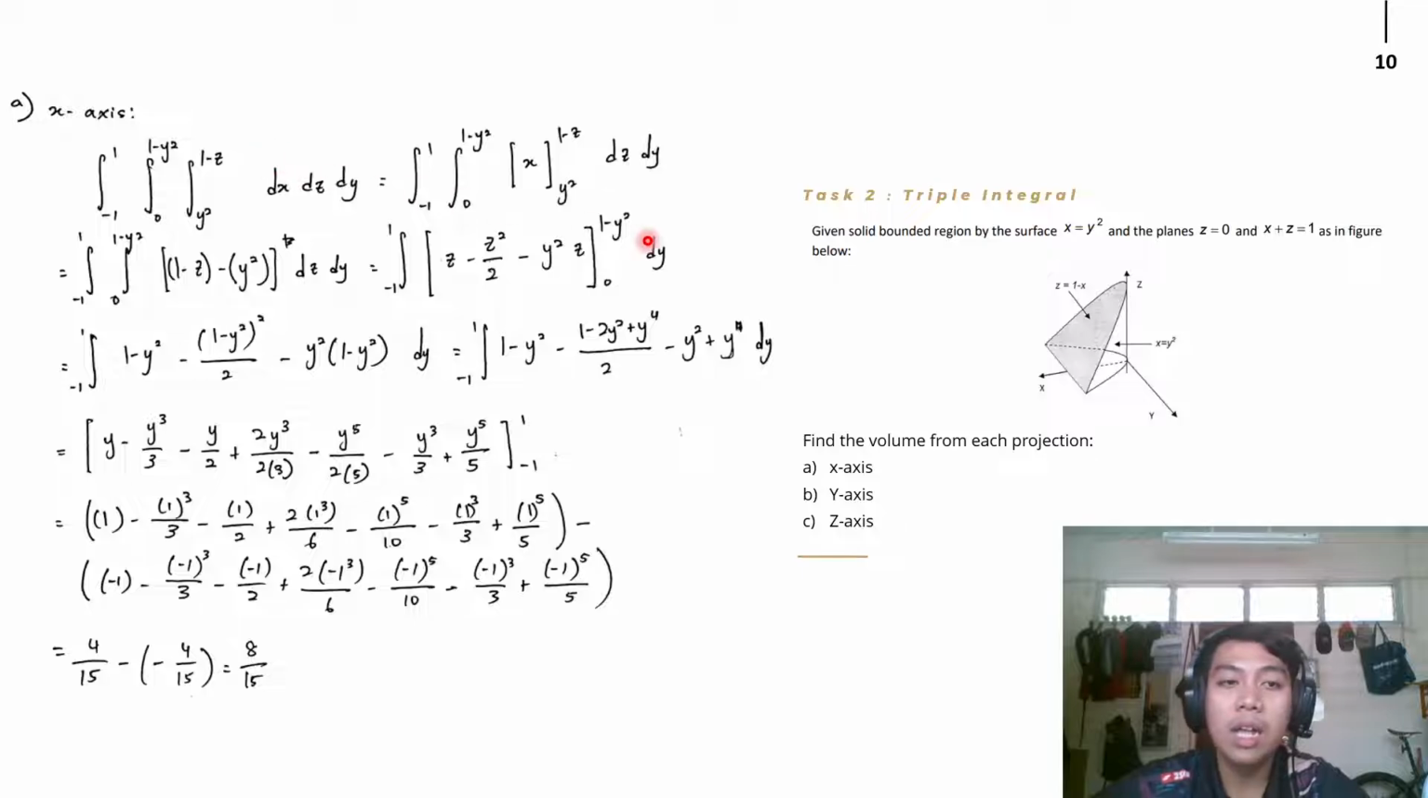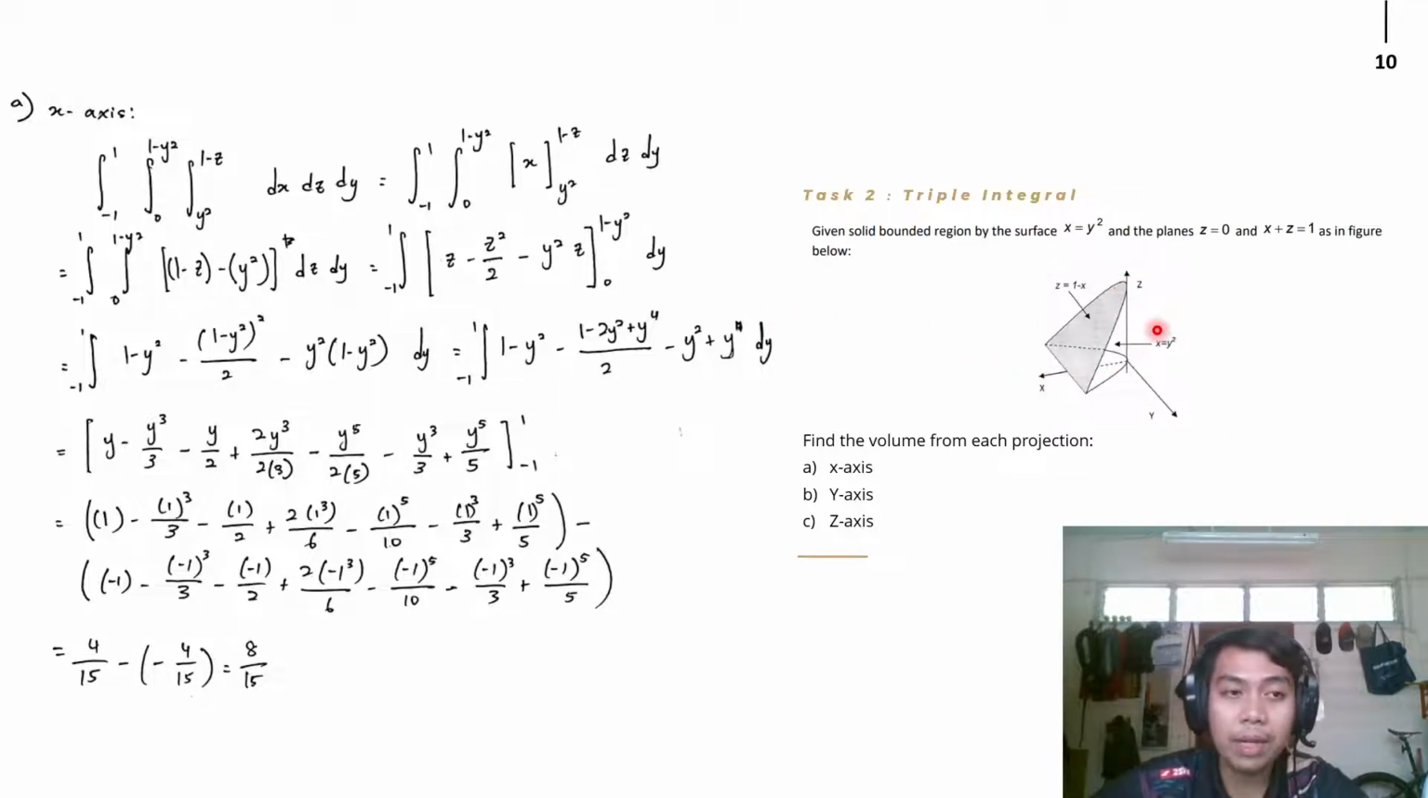Okay, so here, if the x-axis is our height, we will first map the line for the height, which is y squared, which is the curve. Then we will meet the plane y = 1 minus z. We will meet this plane because we are using the x-axis as our height. After that, the base is from the z-axis and y-axis.